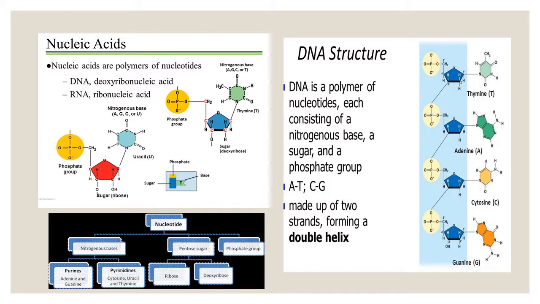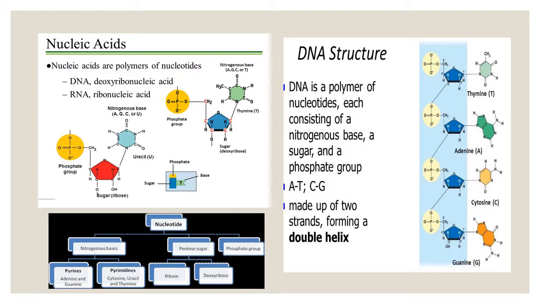There are two types of nitrogenous bases, that is purine, which is adenine and guanine, and pyrimidine, which consists of cytosine, uracil, and thymine. Uracil is present in the RNA, cytosine and thymine in the DNA. Cytosine is common for both DNA and RNA, and thymine is present in DNA. Uracil is present in RNA in the place of thymine.